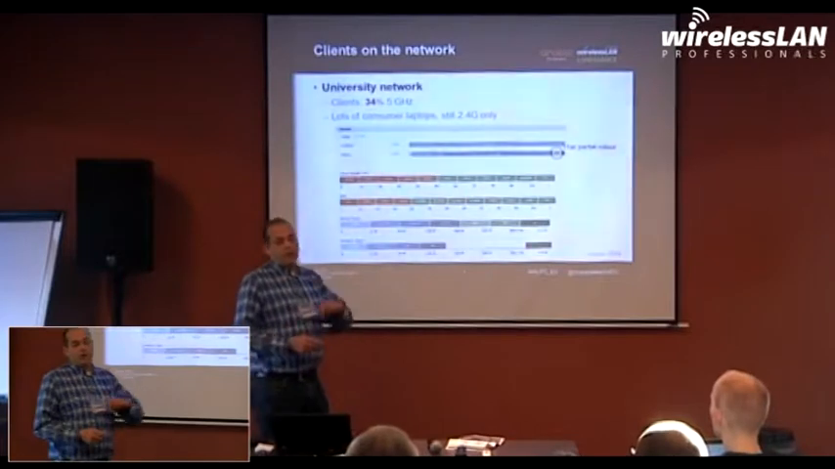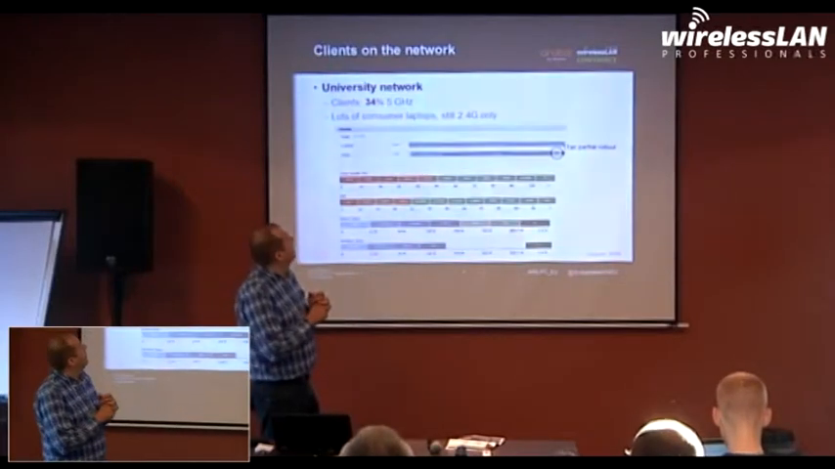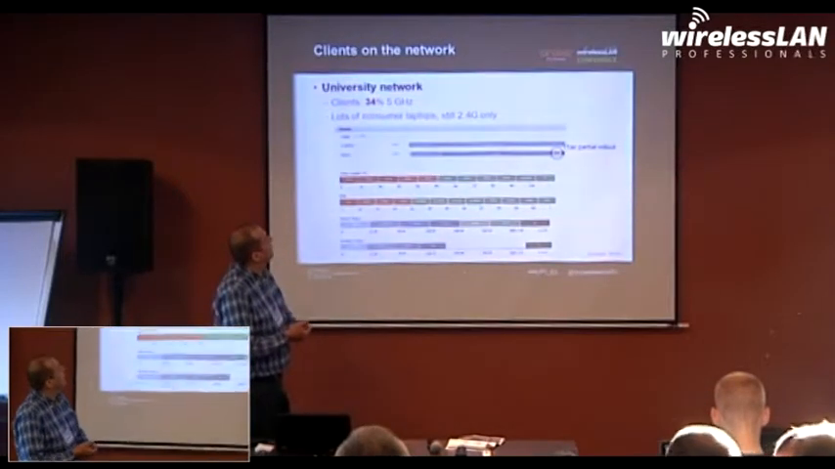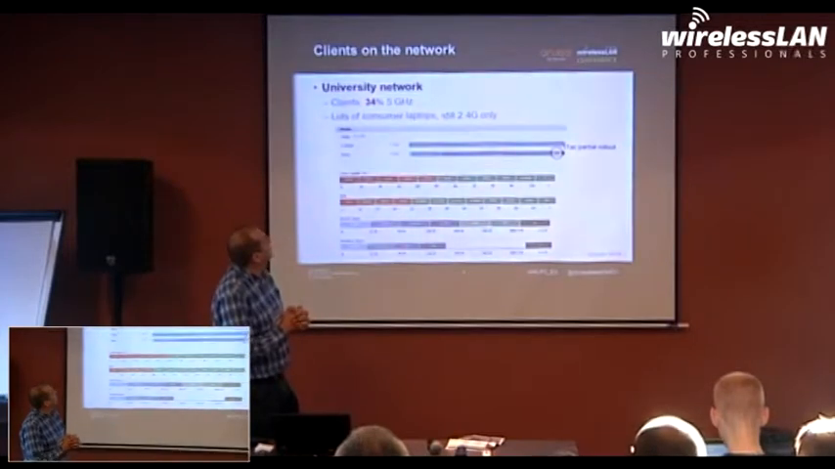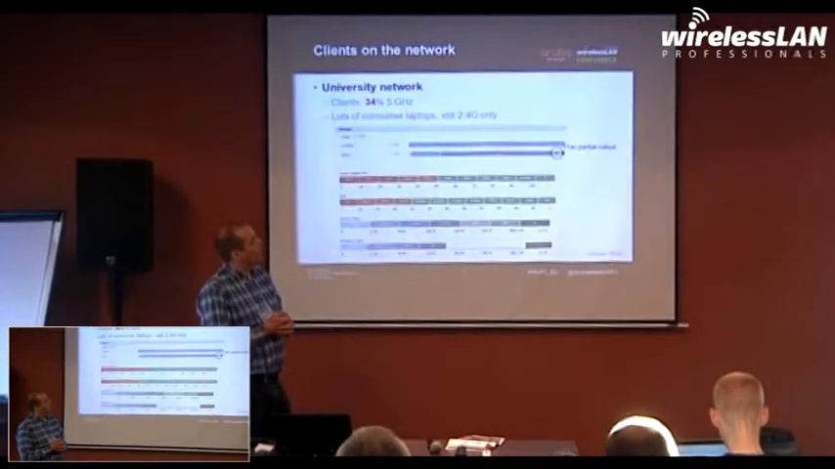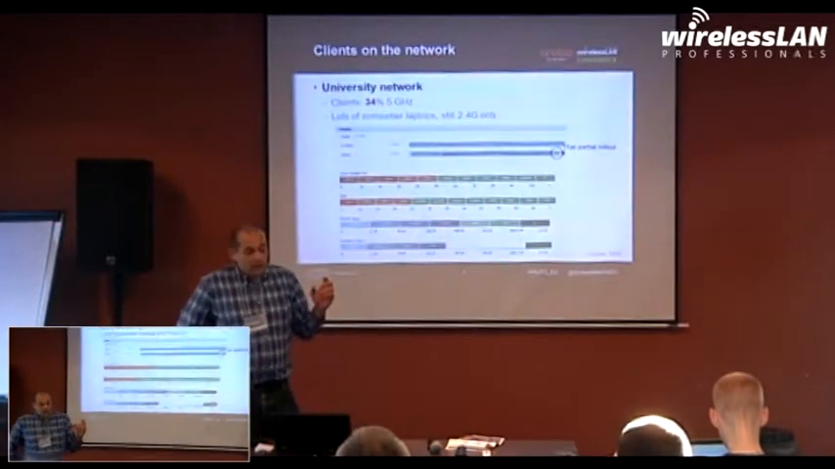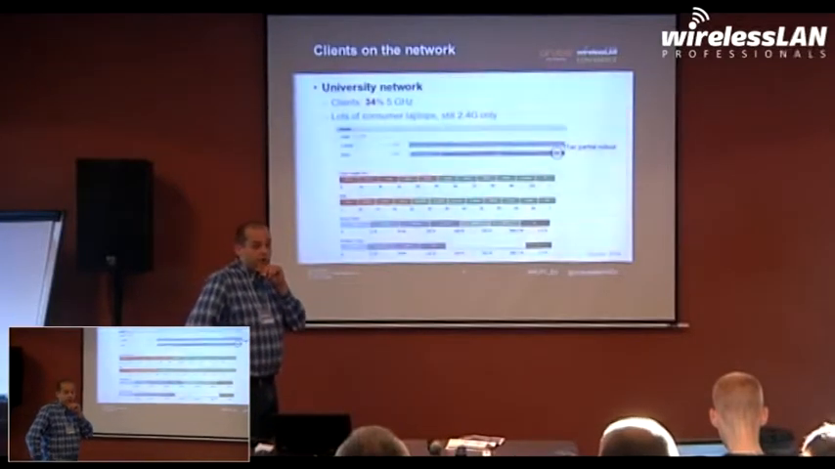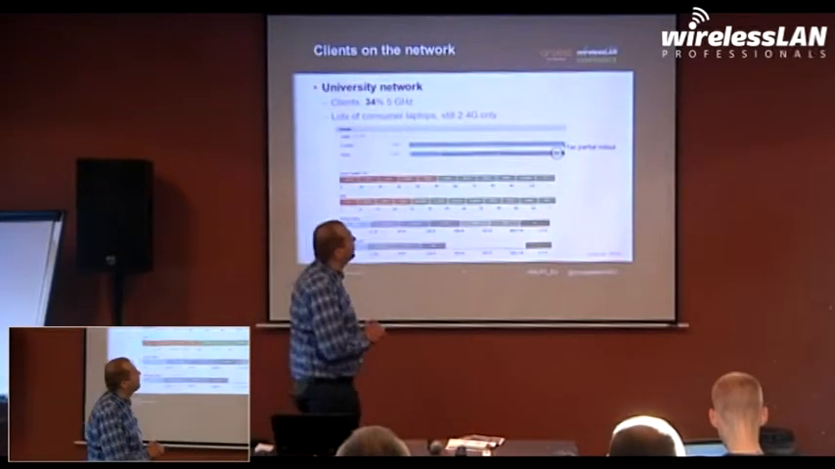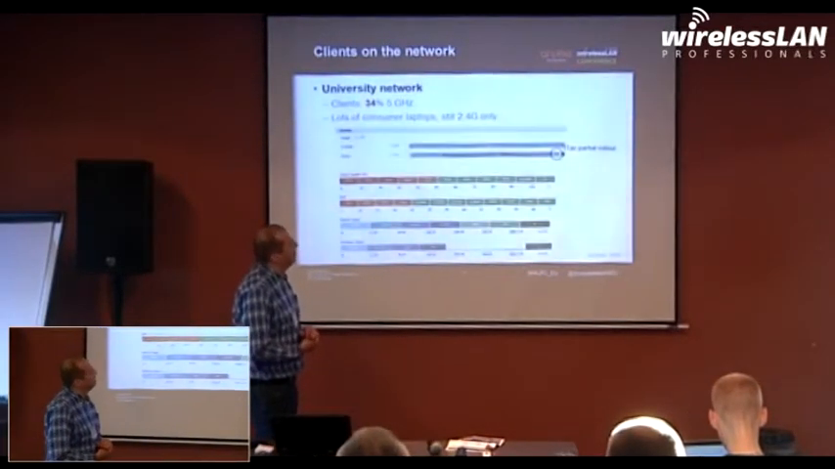However, if we move to another network, this is a university network, here we see quite another distribution. From the 11,000 clients, 7.3 thousand are still on 2.4 gigahertz, and almost 4,000 clients are on 5 gigahertz. We also see some 11ac clients here, and we see that coming up quite often. This university only had small areas with 11ac deployed, but we see one client with a three-stream 11ac connected at the moment that this screenshot was captured.